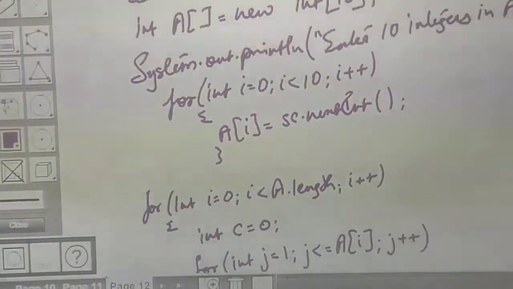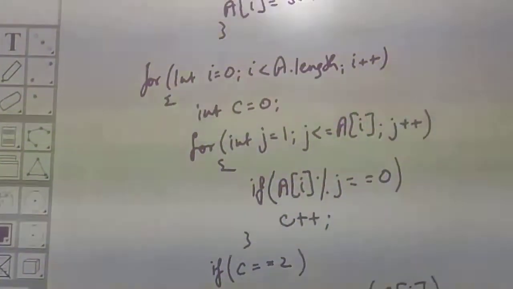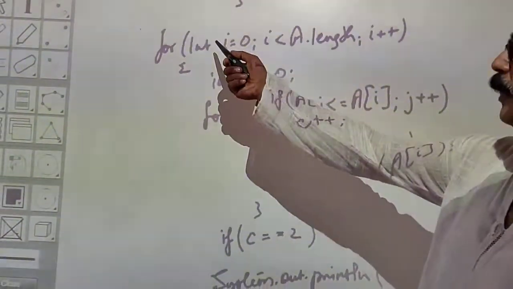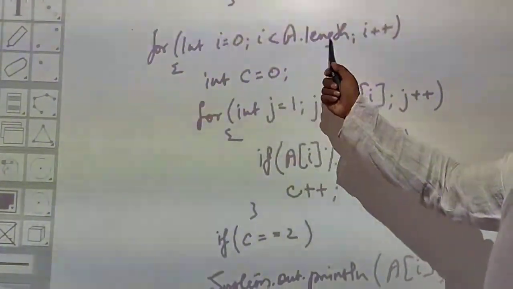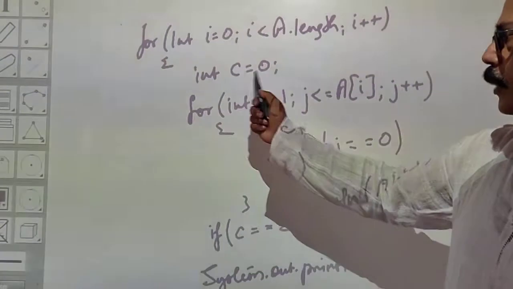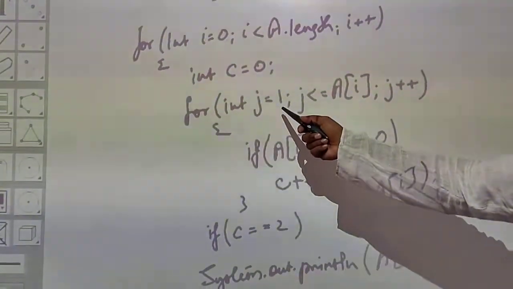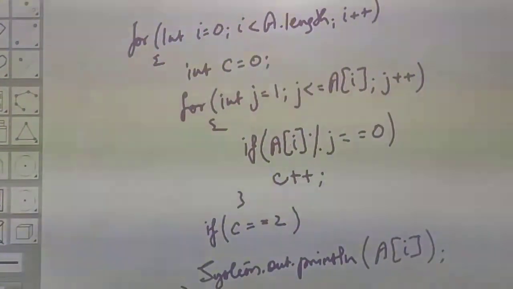Now thereafter we proceed with the prime number part. The same way that we have done: for int i equals 0, i less than a dot length, i plus plus, int c equals 0, and then for int j equals 1, j less than equals a[i], j plus plus.